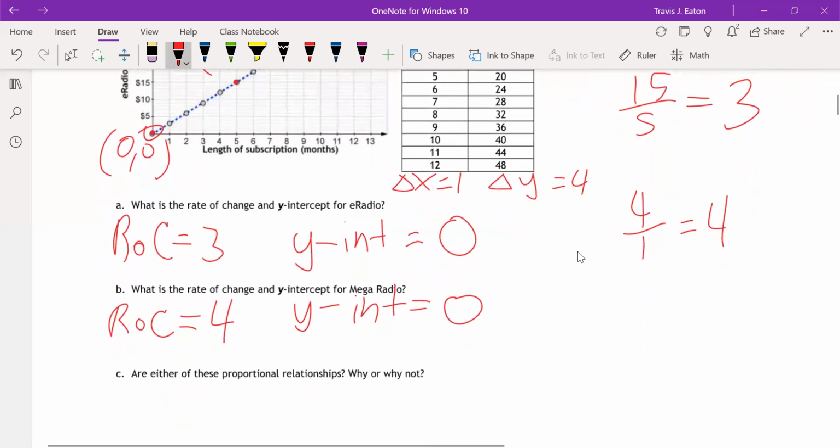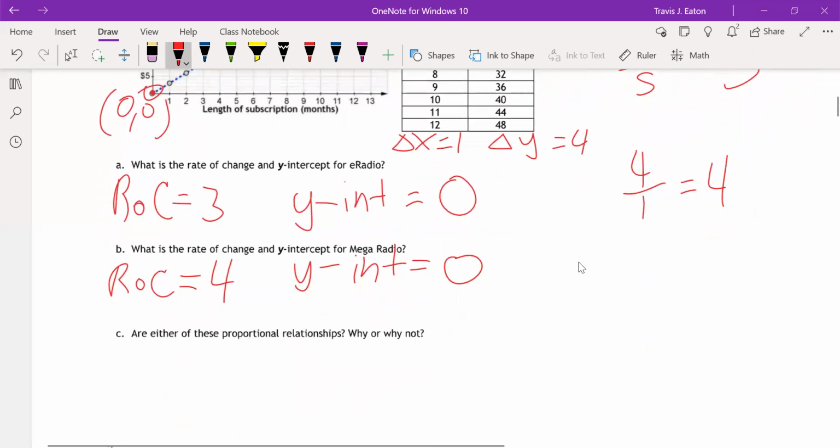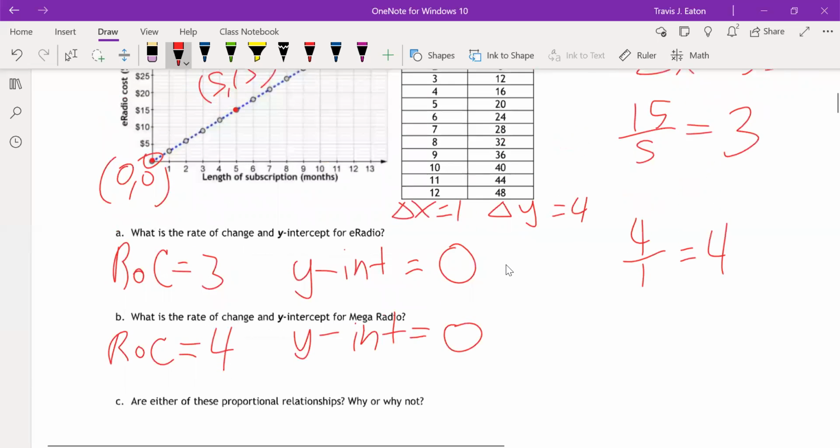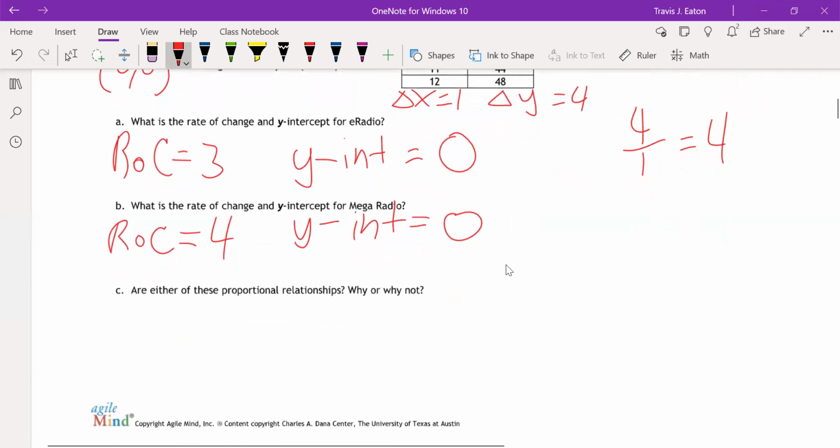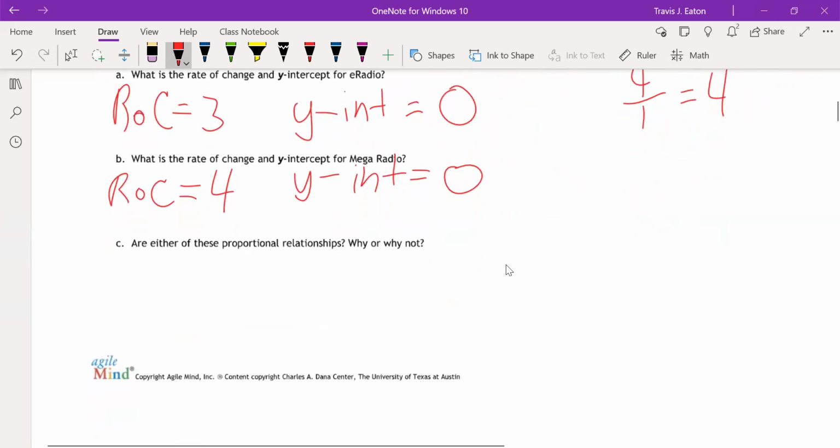Remember, if you have a question, just type a question mark into the chat and I will stop and answer your question. Are either of these proportional relationships? Why or why not? Well, do you remember what a proportional relationship is?